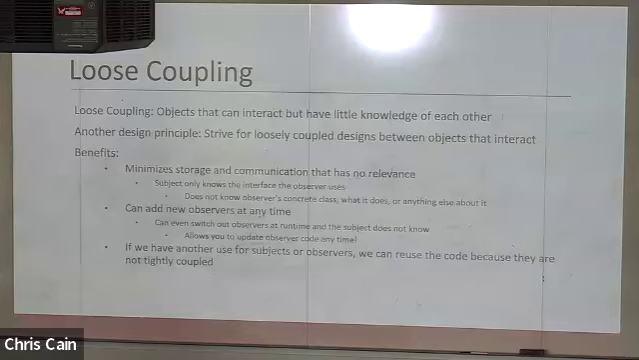So this also says that we have some other use for our subjects or our observers. We can reuse the subject and observer code because the subject can change without the observer and the observer can change without the subject. So we can plug and play that same observer code or that same subject code in other contexts because they're not reliant on each other. They don't have to move together, they can move independently of each other.